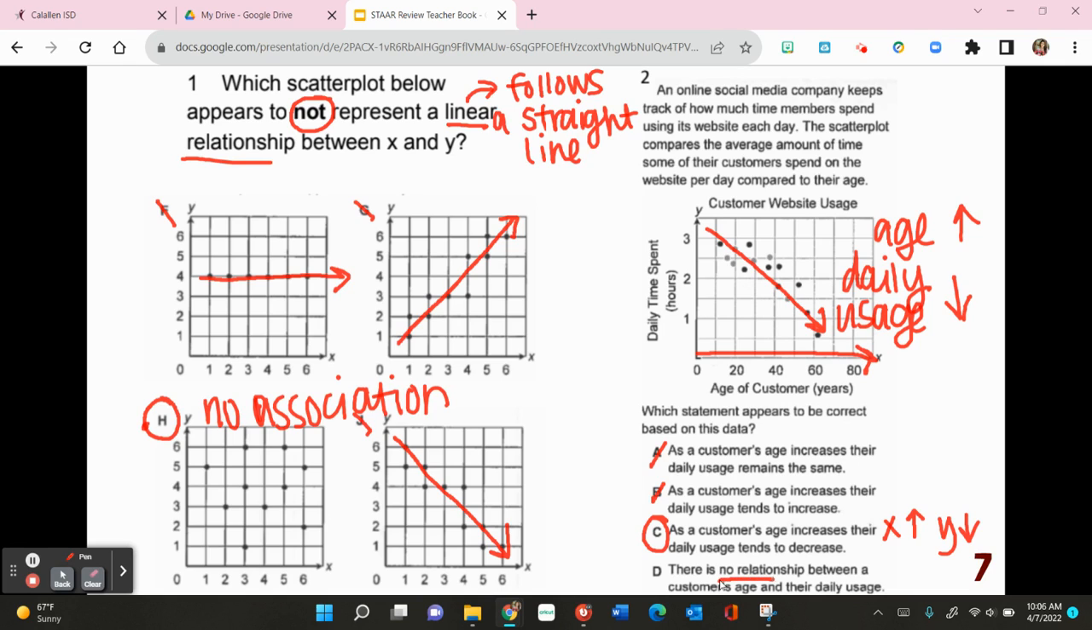So since it says there is no relationship, that's what makes it incorrect, because we do see that there is a relationship between a customer's age and the time they spend on this website. So again, number 2 is C.